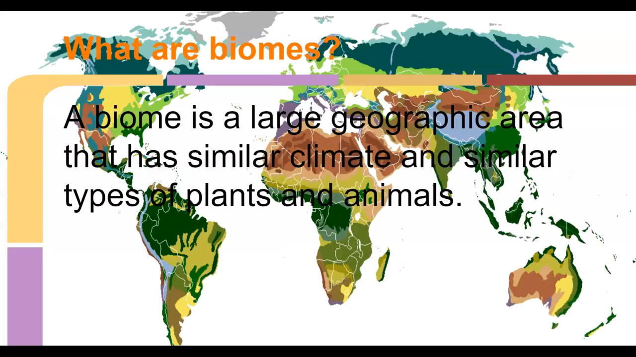So what are biomes now? We've been talking a little bit about biomes, but now we're going to get deep into them. A biome is a large geographic area that has similar climate, similar plants, and animals. We often talk about climate as the average weather in an area over time. The plants we refer to as producers, as we had earlier in the chapter, and the animals are the consumers.